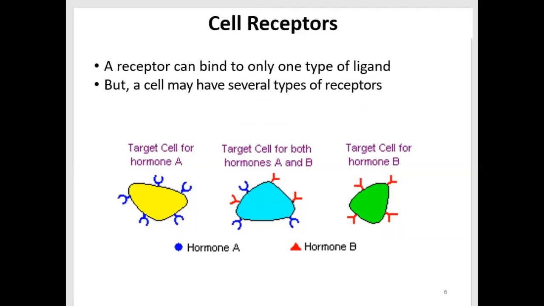While it is true that a cell can only respond to a ligand if it has the specific receptor for that ligand, it is also true that a cell may be able to respond to multiple types of signals. This occurs when a cell has many receptors. In the example shown on this slide, the cell on the left, yellow, can only respond to hormone A because it has a receptor for hormone A. But the cell in the middle can respond to both hormone A and hormone B because it has two different receptors, each receptor specific for one hormone.